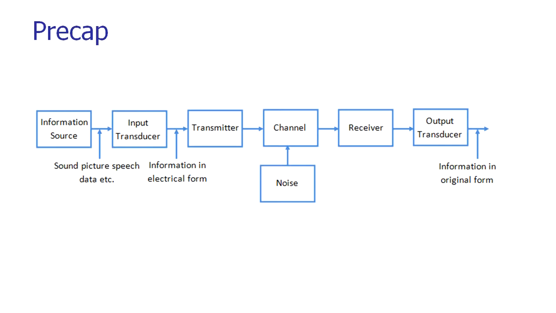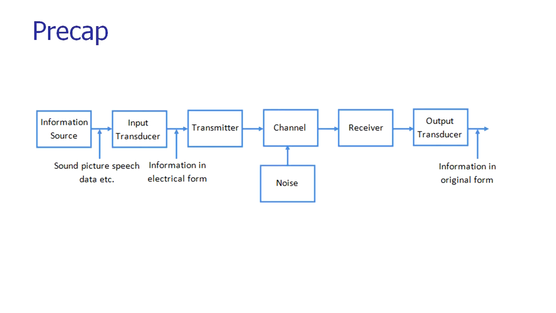Having an information source, this is passed on to the input transducer. This input transducer is the equipment that gives the information in terms of electrical signals. These electrical signals are fed into the transmitter, who is responsible to transmit this signal over long distances via a communication medium, which we call a channel. This channel may be air, microwave communication, radio broadcasting, any type of medium we call it the channel.